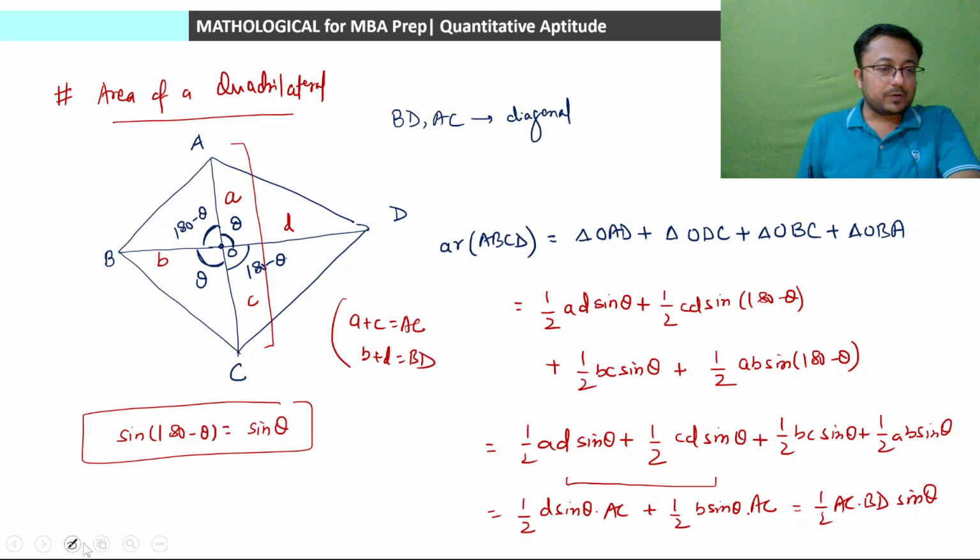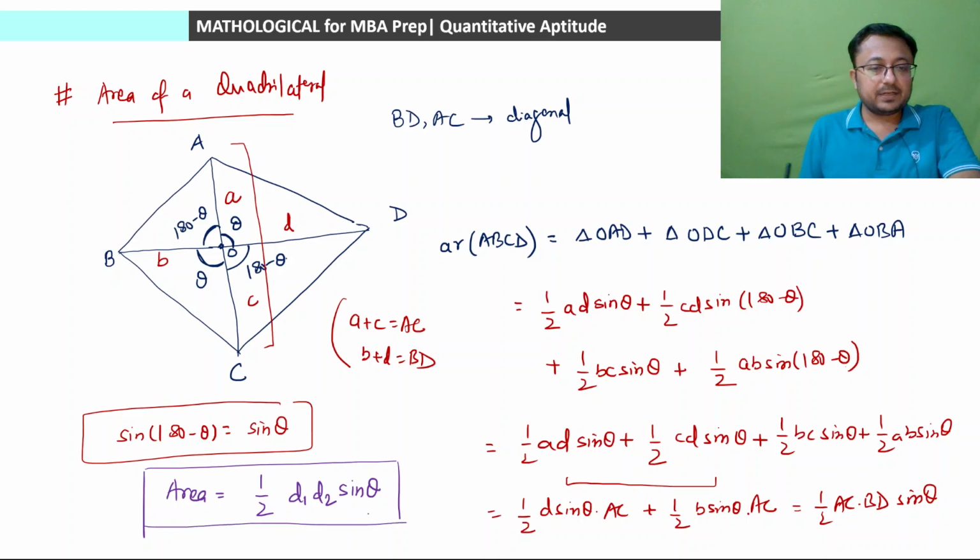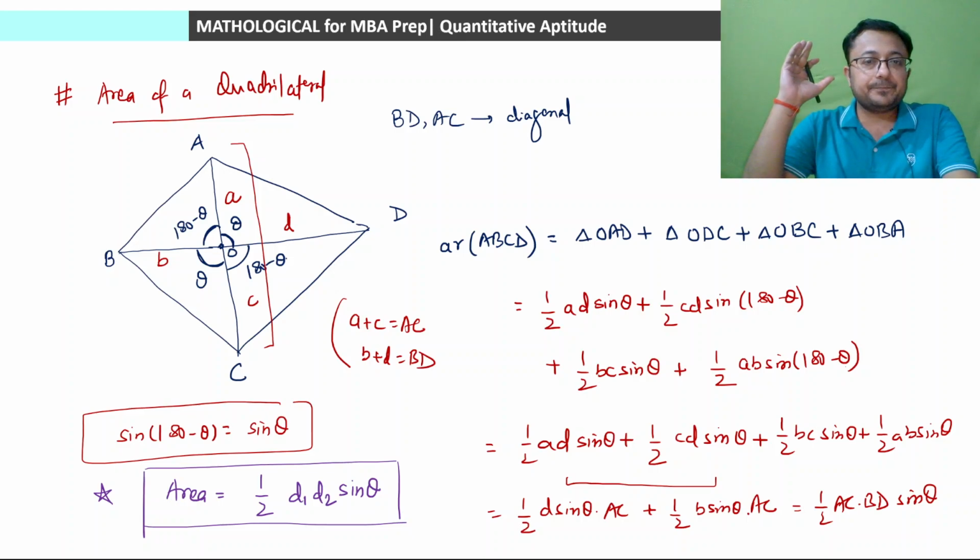So area of a quadrilateral becomes equal to 1 by 2 diagonal 1 into diagonal 2 into sin of angle between those two diagonals, 1 by 2 d1 d2 sin theta. An important formula. क्या ये क्लियर होता है? ठीक है, area of a quadrilateral becomes 1 by 2 d1 d2 sin theta. ठीक है, ओके.